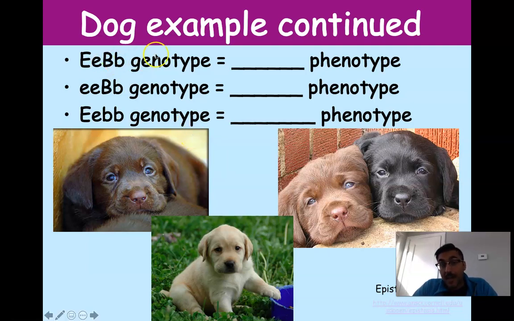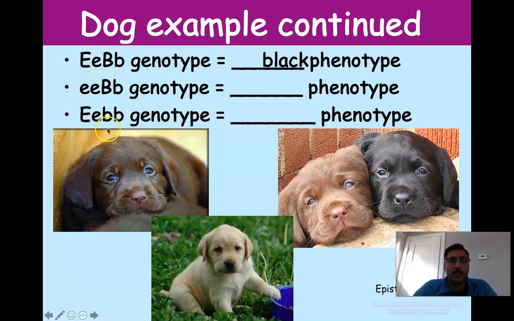And so what you should have found is that this dog, big B, little B, well, big B is black, so it's going to show a black color if the epistatic gene lets. In this case, it's got a big E. According to my legend, it should allow color. It should be a black dog. And there we go, black dog.